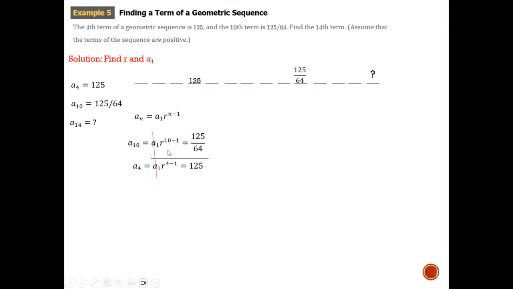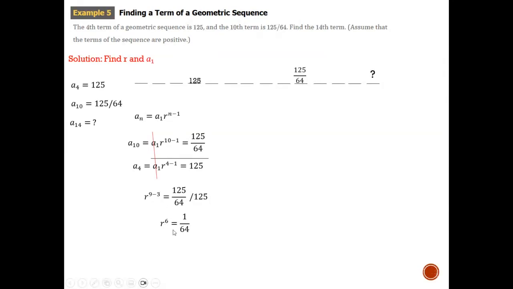And what happens? The a1s cancel. 10 minus 1 is 9. 4 minus 1 is 3. When we divide a variable to a power by a variable to a power, we subtract the powers. So we get 9 minus 3. When we divide these numbers, 125 over 64 divided by 125, I end up with 1 over 64 equals r to the 6. 9 minus 3 is 6.